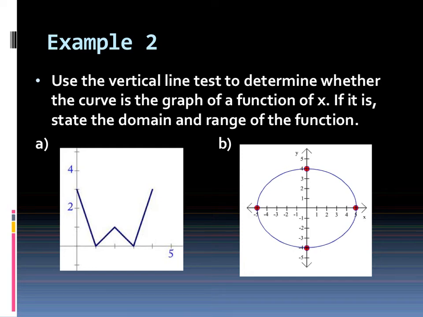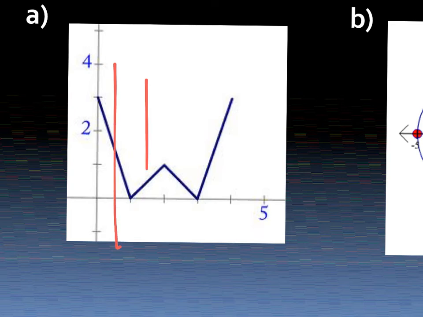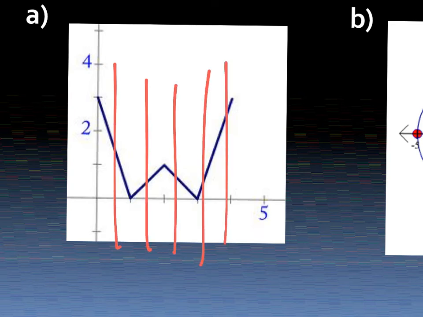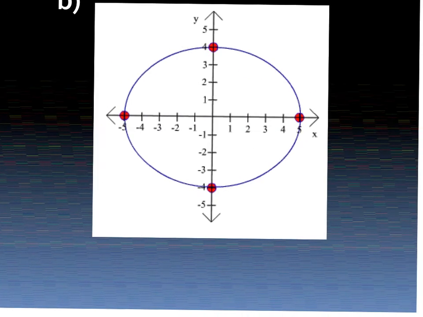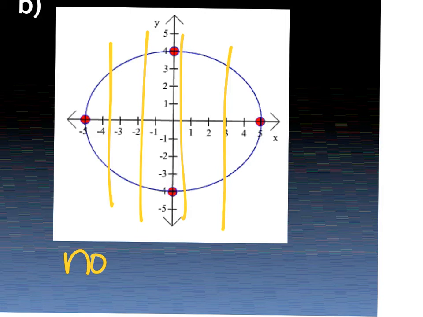So the question for example 2 says, use the vertical line test to determine whether the curve is a graph of the function of x. If it is, state the domain and range of the function. So the first part is just your simple yes or no. So if I look at A, if I draw vertical lines, do any one of these vertical lines hit that graph at more than 1 point? No. So the answer first is yes, this is a function. Now I'll go back and find domain and range in a second. Go on to B. If I draw vertical lines here, do any of these lines hit that graph at more than 1 point? Yes, which means not a function.